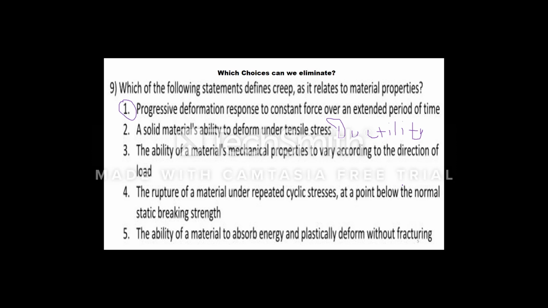The fourth answer choice reads, the rupture of a material under repeated cyclic stresses at a point below the normal static breaking strength. This defines the mechanical property of fatigue, not creep. So this is just fatigue.